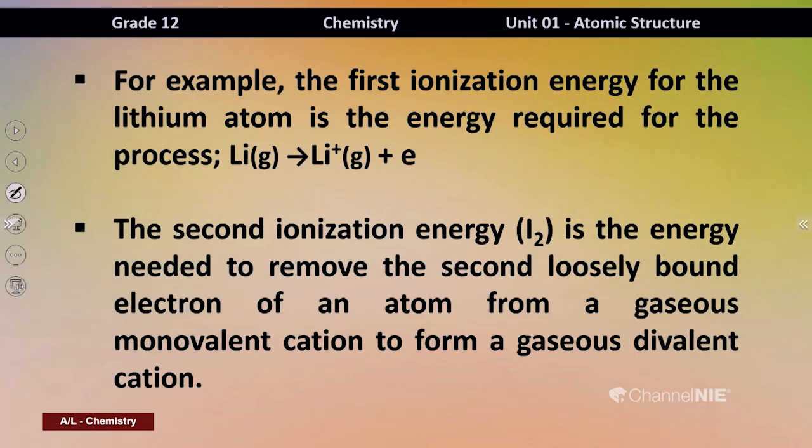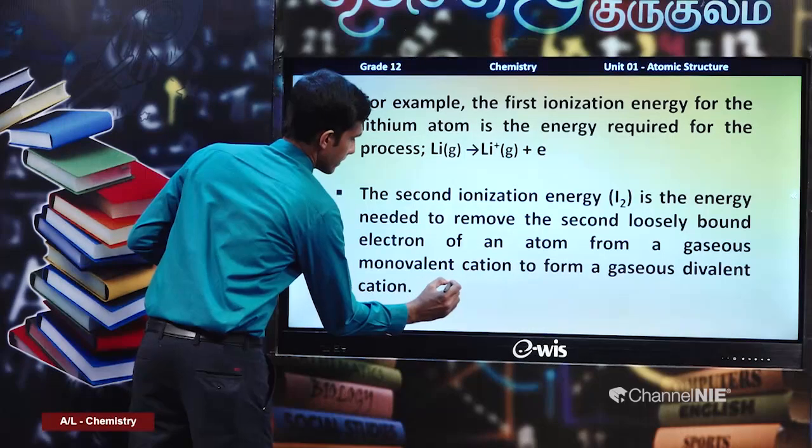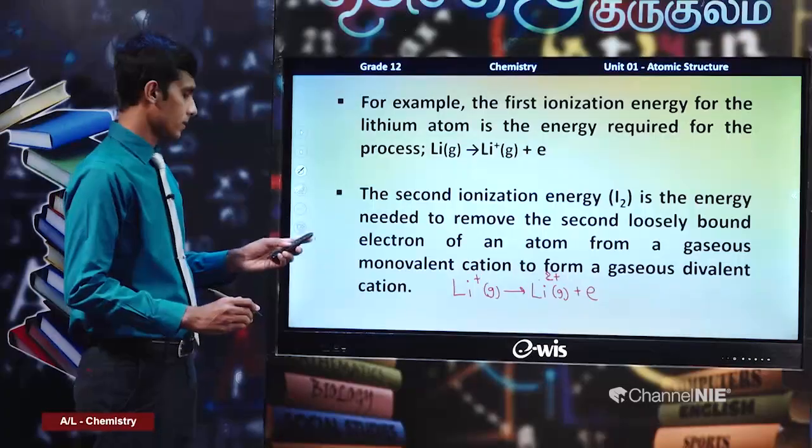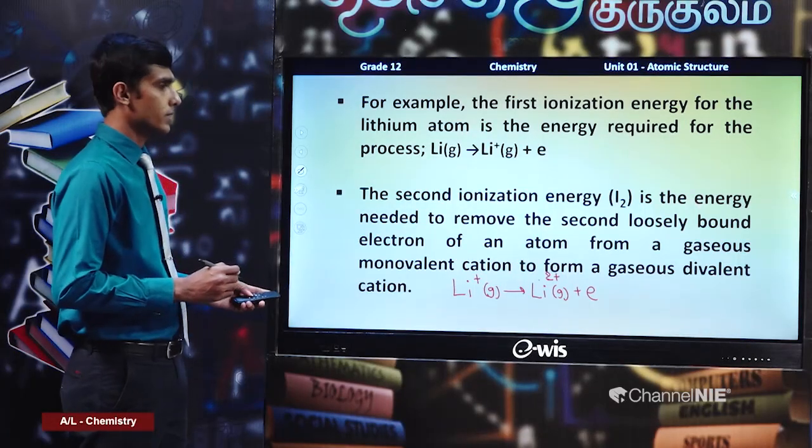Second ionization energy is the energy needed to remove the second loosely bound electron of an atom from a gaseous monovalent cation to form a gaseous divalent cation. When you consider, for example, the same atom lithium, the second ionization energy I can represent using an equation like this: Li+ forming Li2+. So, that is how we define the second ionization energy.